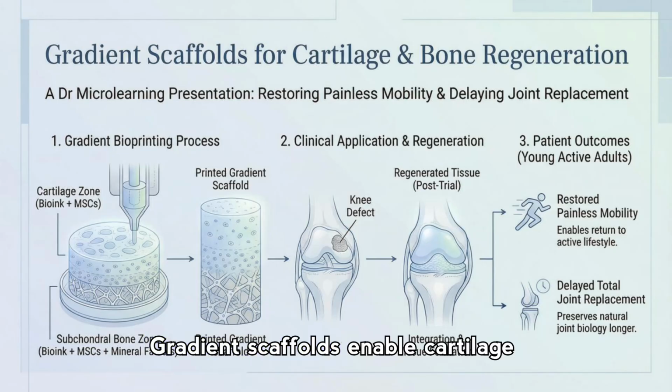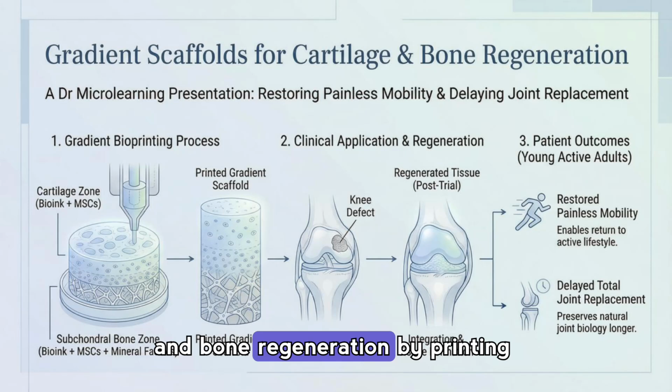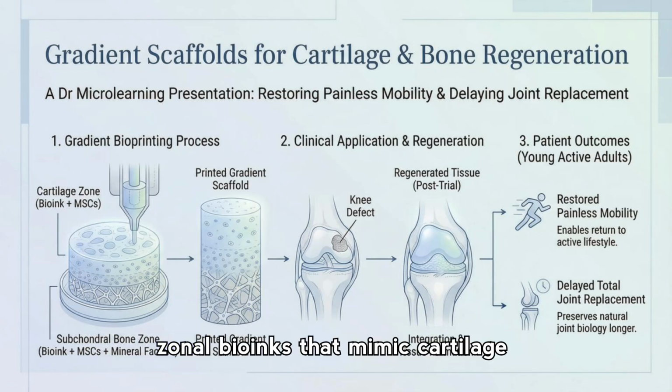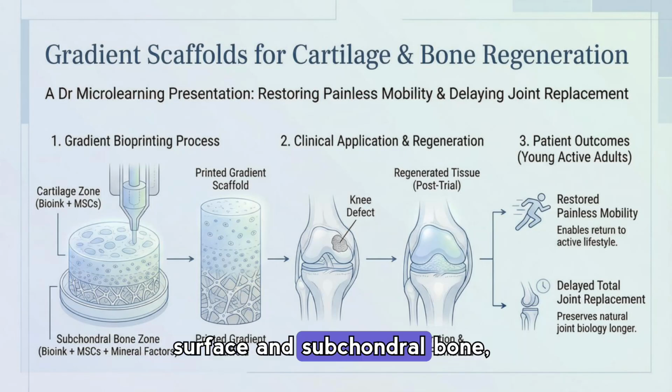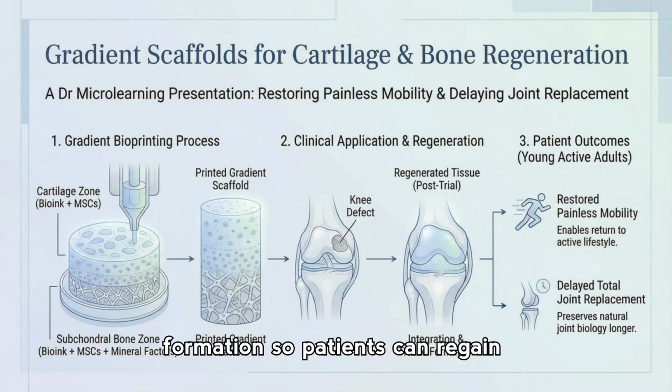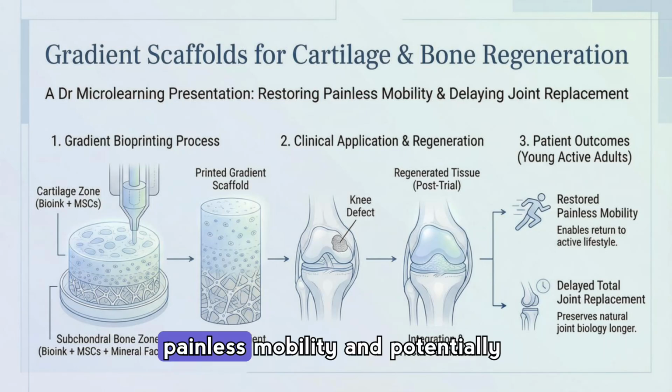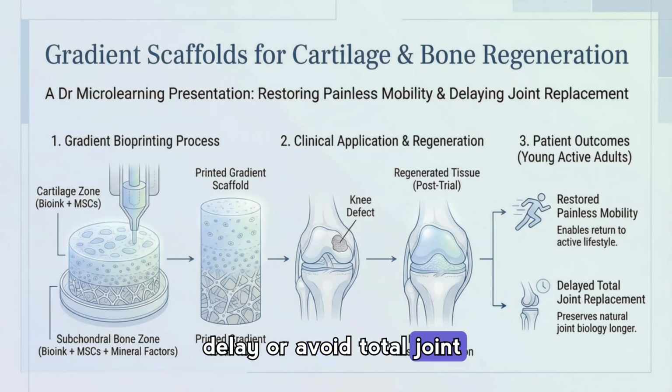Gradient scaffolds enable cartilage and bone regeneration by printing zonal bioinks that mimic cartilage surface and subchondral bone, promoting integration and tissue formation so patients can regain painless mobility and potentially delay or avoid total joint replacement in active adults.